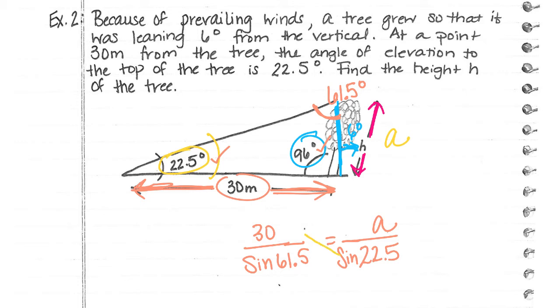I took 30 times the sine of 22.5. And notice you could just put that right next to one another. You don't have to actually put times. I don't know if you noticed that. And then I'm just going to divide it by the sine of 61.5. And yes, I use parentheses just to be safe. And for A, what did y'all get for A? I got 13.3 meters. How'd y'all do?